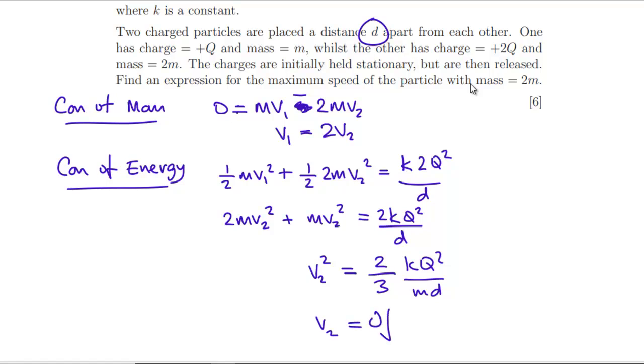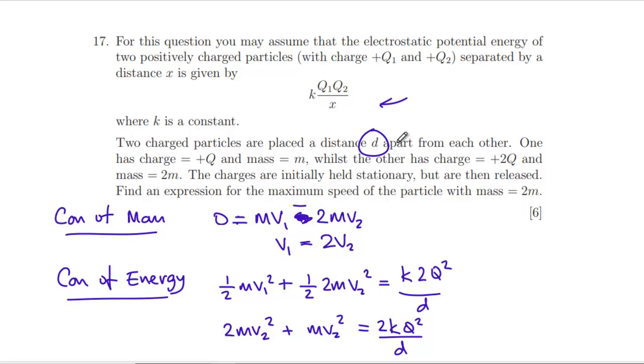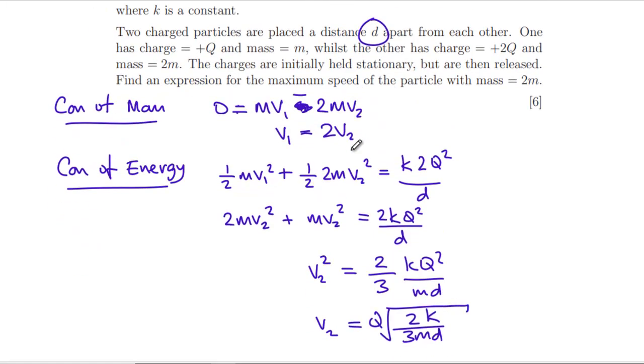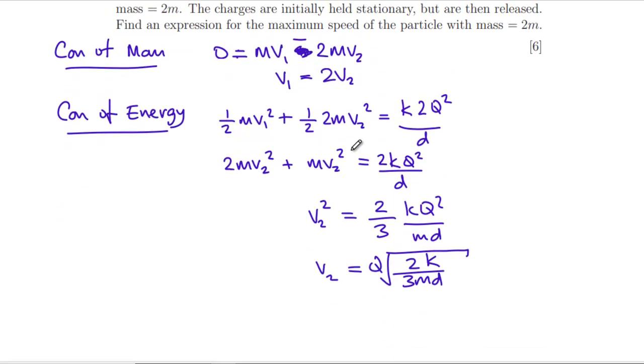Oh, we can bring the q out. Not that that's really adding huge amounts, 2k over 3md. Right, so that was fine. I think they're just trying to scare people off with the amount of what looks like new stuff in the question. It's quite a lot of words. We might not be familiar with this equation. So, yeah, otherwise, there's not a lot to say about that one.